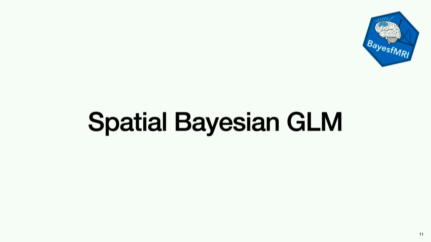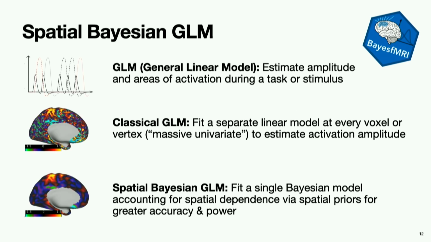Okay, all right, so that was kind of Bayes 101, so hopefully now you feel a little bit more comfortable with Bayesian statistics. And so now I will tell you about the spatial Bayesian version of the general linear model that we've developed and that's implemented in this package BayesfMRI. Okay, so you all probably know the general linear model. In the general linear model, we estimate the amplitude and the activation of different tasks, right, during a task experiment.